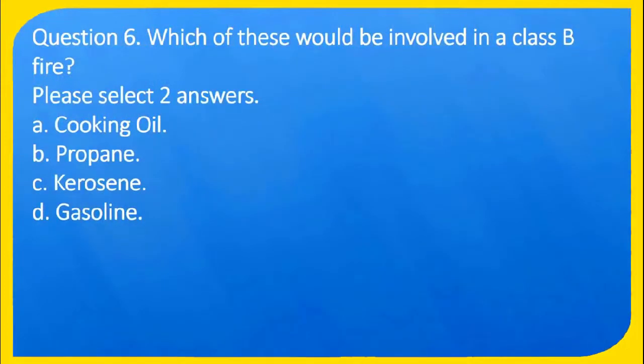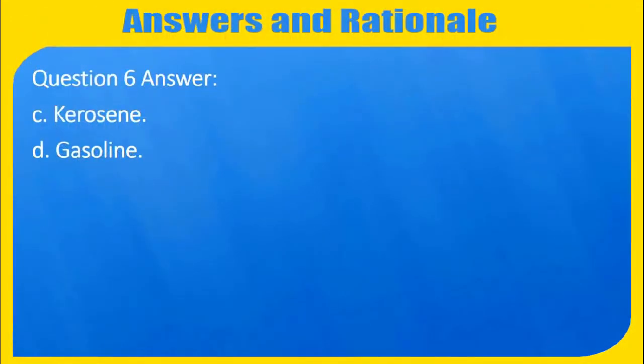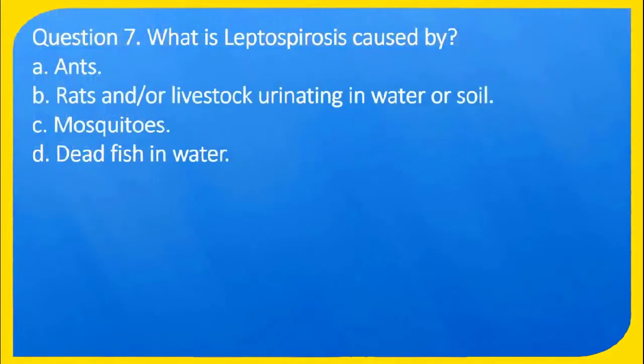Question 6. Which of these would be involved in a Class B fire? Please select two answers. A. Cooking oil. B. Propane. C. Kerosene. D. Gasoline. Question 6 Answer, C. Kerosene. D. Gasoline.